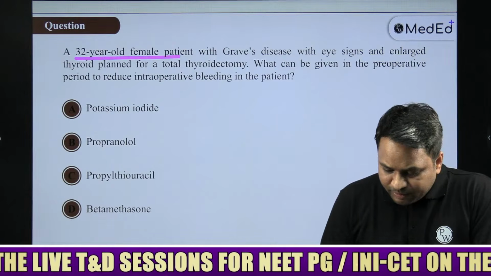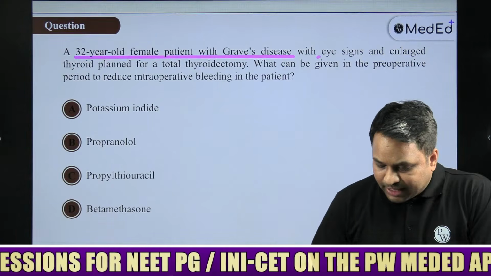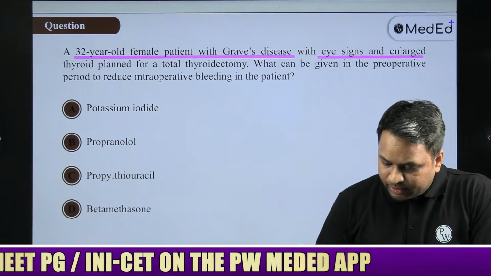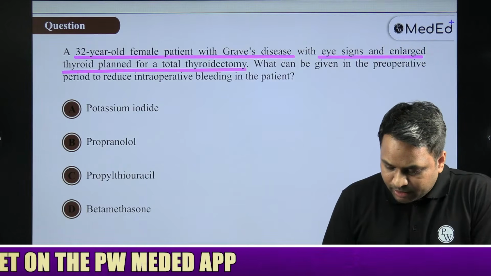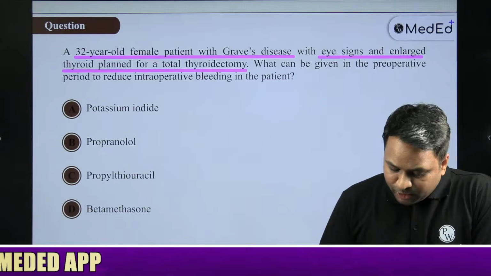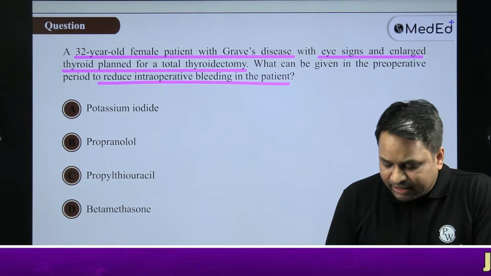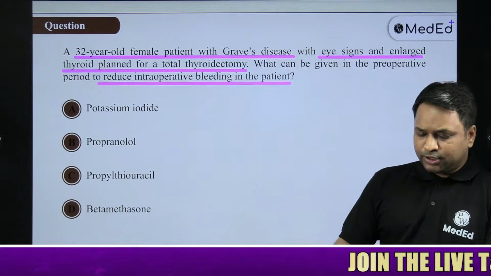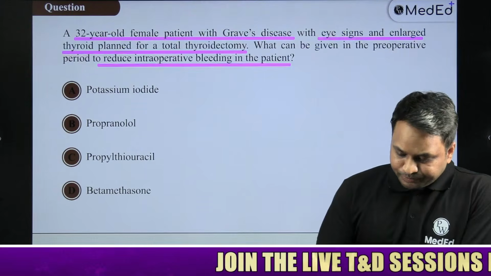Our 32-year-old female with Graves' disease, with eye signs and enlarged thyroid, planned for total thyroidectomy, right? What can be given pre-operatively to reduce the intraoperative bleeding in the patient? This is again a repeat exam question. We'll quickly run through it.